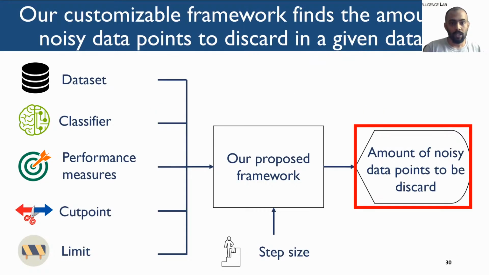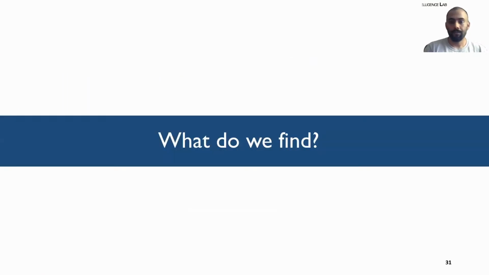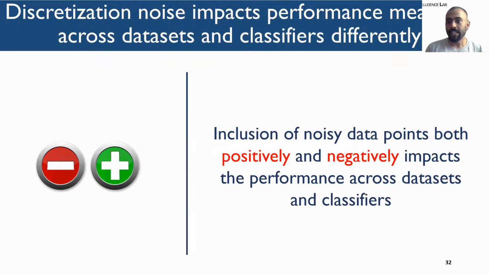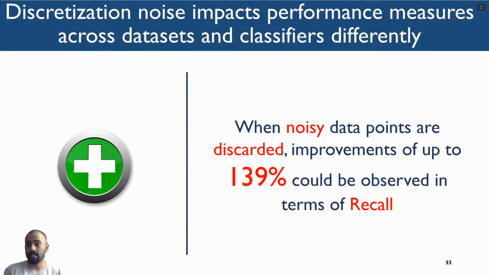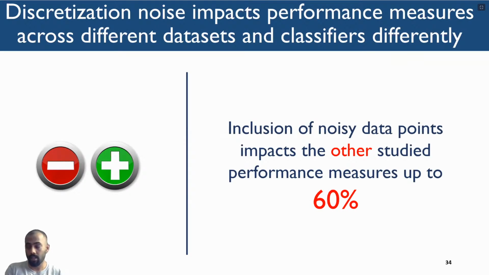So with this, what do we find? We find that inclusion and exclusion of noisy area can both positively and negatively impact the performance. What it means is, depending on your case, you might be okay with using the whole data set, or you might have to discard a certain amount of data points around your threshold. For instance, when noisy points were discarded, we were able to notice performance impacts of up to 139% in terms of recall. And in terms of other performance measures, we were able to see impacts up to 60%.